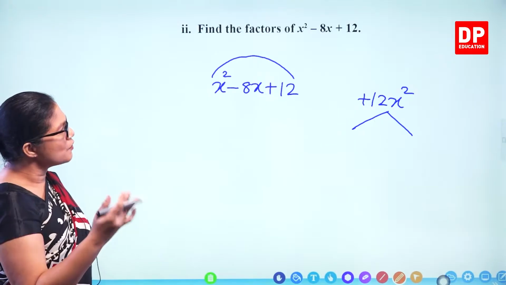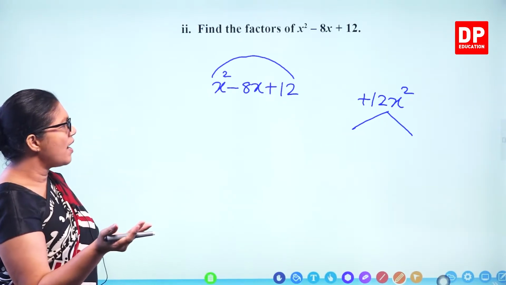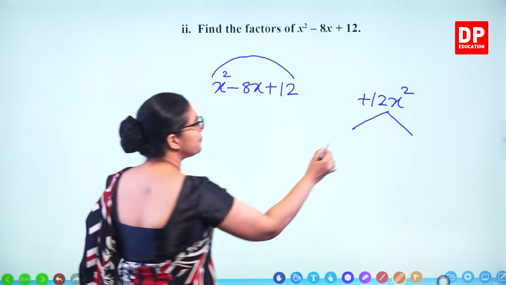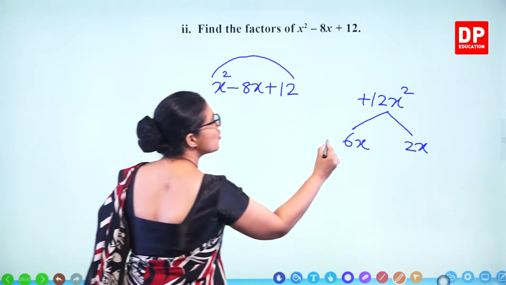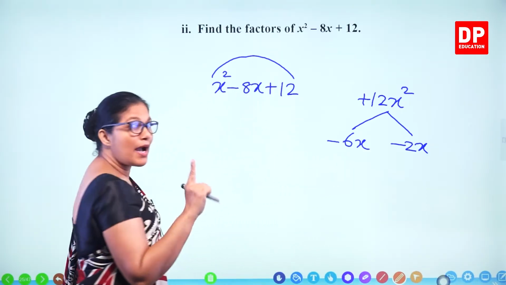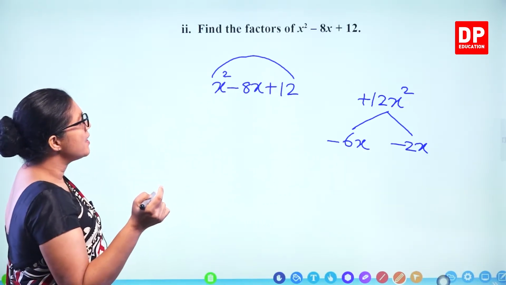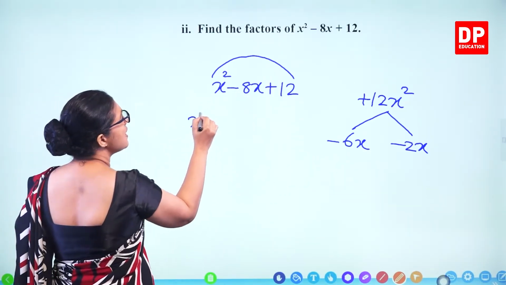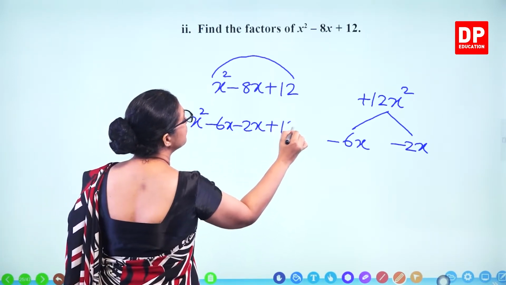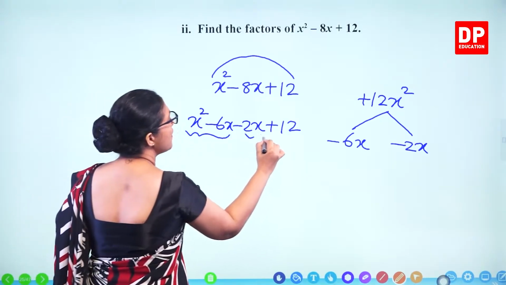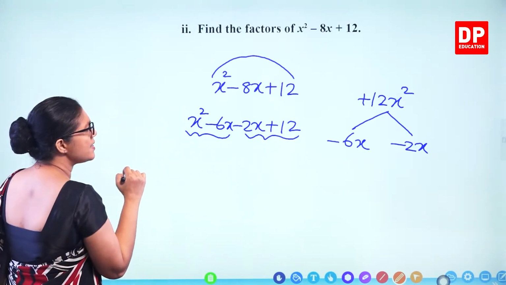So what are the factors? 4 and 3, 12 and 1, 6 and 2. 6 and 2 is possible. So both factors should be minus. So you get minus 6x and minus 2x. So split the middle term to minus 6x and minus 2x. Take first 2 and the last 2 separately and factorize.